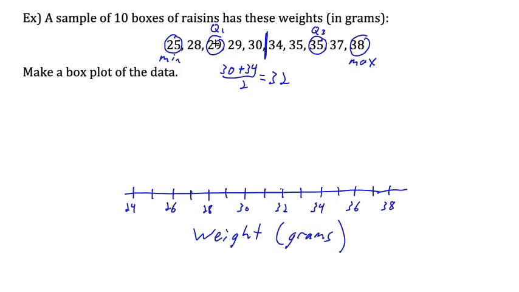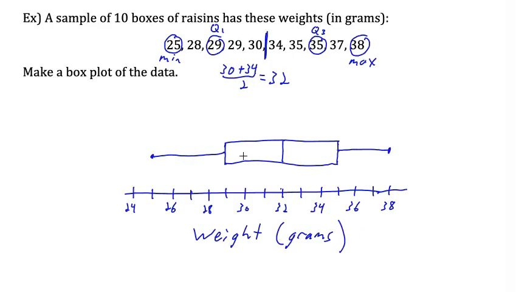All right, I'm going to start with my box. My box will go from the first quartile to the third quartile. So it's going to start at 29 and go to 35. So there's my box that goes from the first quartile to the third quartile. Now I'm going to put a vertical line at the median, which is at 32. Now I have a whisker that goes to 25. And another whisker that goes to 38. And there's our box plot.